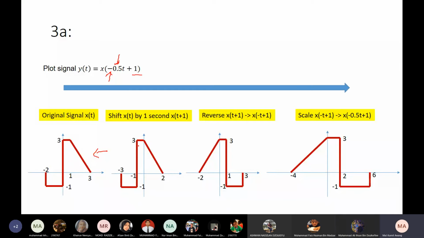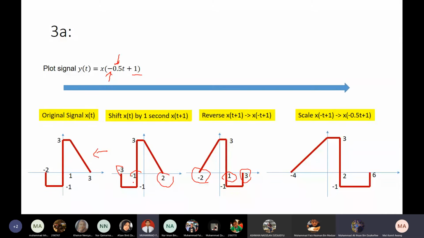Then you do the reversal. How to do the reversal? Mirror at the vertical y axis. So you get this. The minus sign becomes positive on the time axis: -1 becomes 1, 2 becomes -2. But the amplitude is still the same.